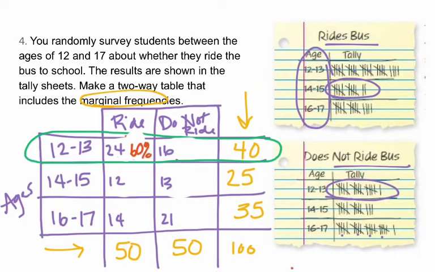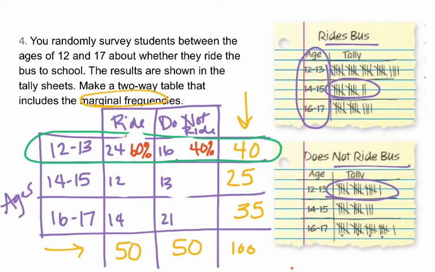So I'm writing my percentages in red. Now, you could do 16 out of 40 to figure it out, but how many kids would there have to be total in the 12 to 13 age group? 100% of the kids, right? So if 60% ride the bus, 40% do not ride the bus. But if you'd rather go the fraction route, 16 divided by 40 also gives you 40%. All right, now we have to do that for every single age group.